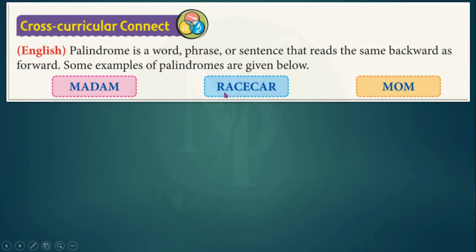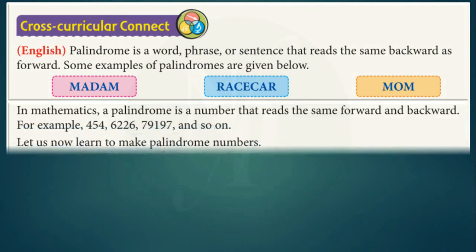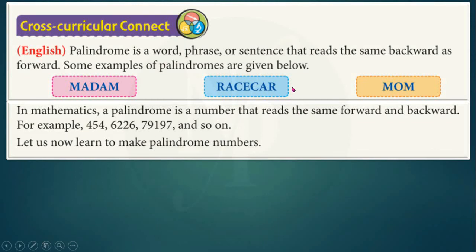So here we have race car. Either you read from left to right or right to left, you will get race car. Mom, M-O-M, M-O-M. So on both sides you will get the same word. So in maths also we can have such numbers. Either you read from left to right or right to left, you must get the same number. Let us see. So in mathematics, a palindrome is a number that reads the same forward and backward. For example, 454. You read forward or backward, you will get 454.